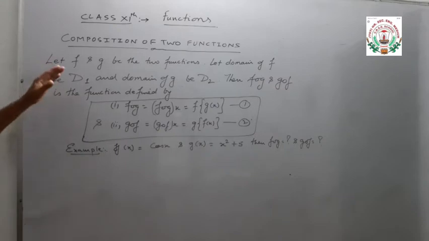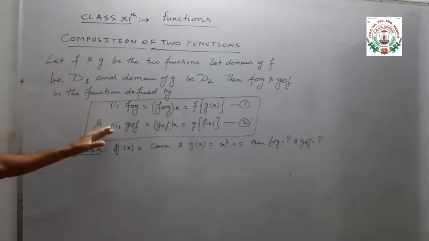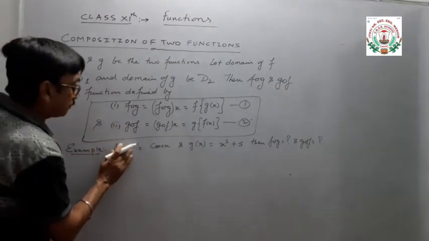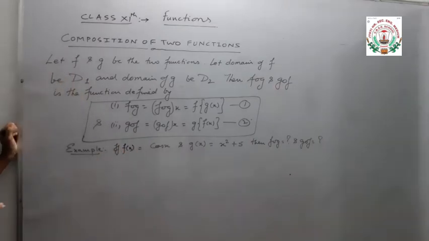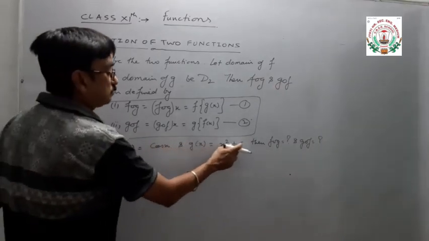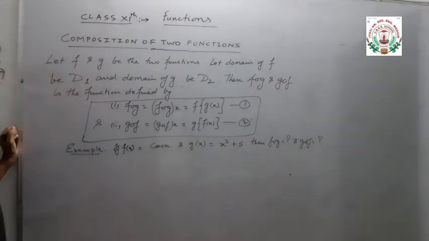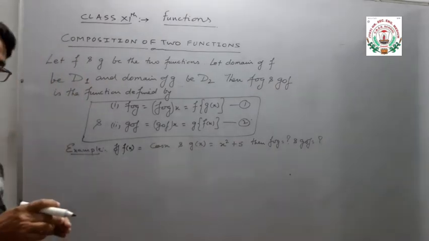So now I am going to discuss these two, how to calculate, by giving you an example. If f of x is equal to cos x and g of x is x square plus 5, then we have to calculate f operation g and g operation f.